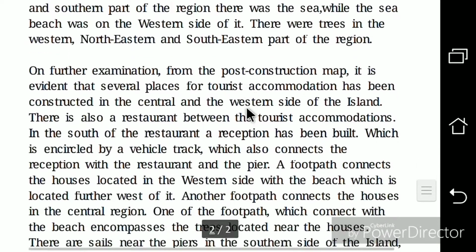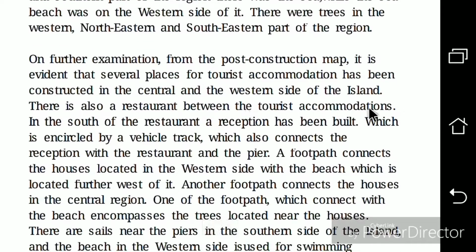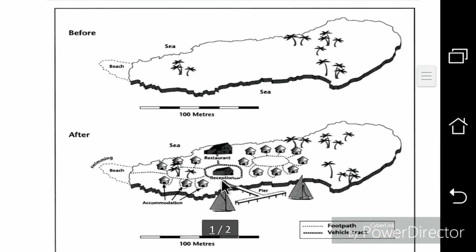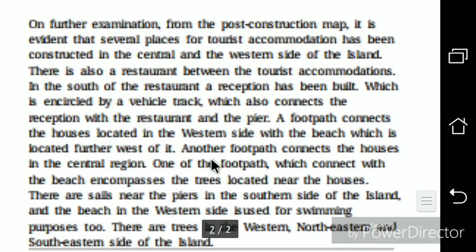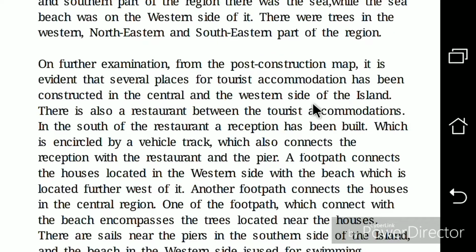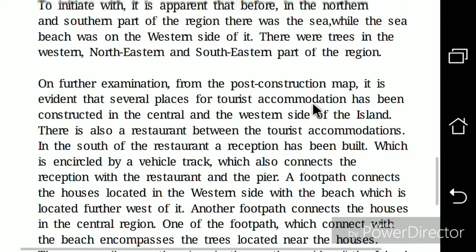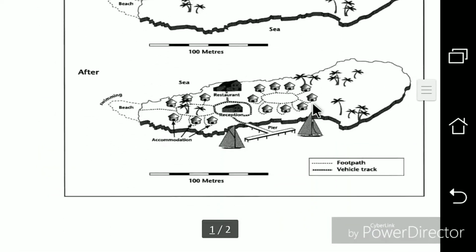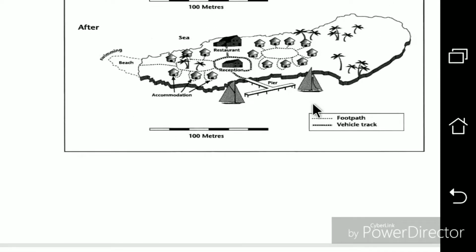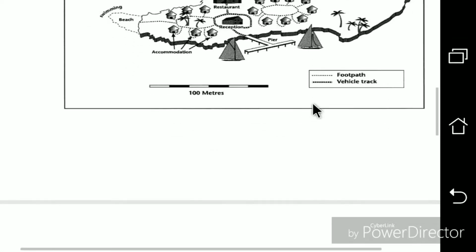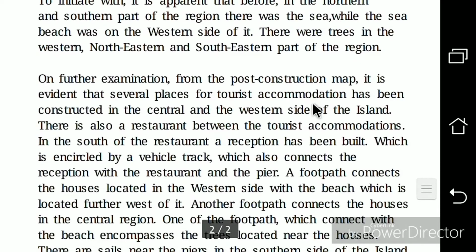Then I have written, there is also a restaurant between the tourist accommodations. So check the map. Between these two tourist accommodations or the group of houses that are meant for tourists, there is a restaurant. So in the south of the restaurant, there is a reception. You can see in the map. And so it has been written accordingly. You can write here that the reception lies beneath the restaurant or below the restaurant, but writing south would be good for your band score, because here you are sticking to the directions. Now, in the south of the restaurant, a reception has been built.